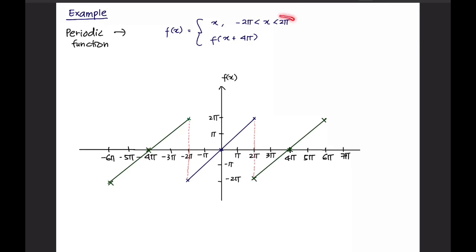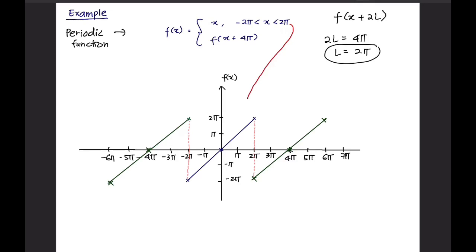After 2L, we have this graph. So this is an example of a periodic function. For this example, we have f(x + 4π). For a periodic function, we have f(x + 2L). So for this example, 2L equals 4π, so L equals 2π. Sometimes the question asks you for the value of L.